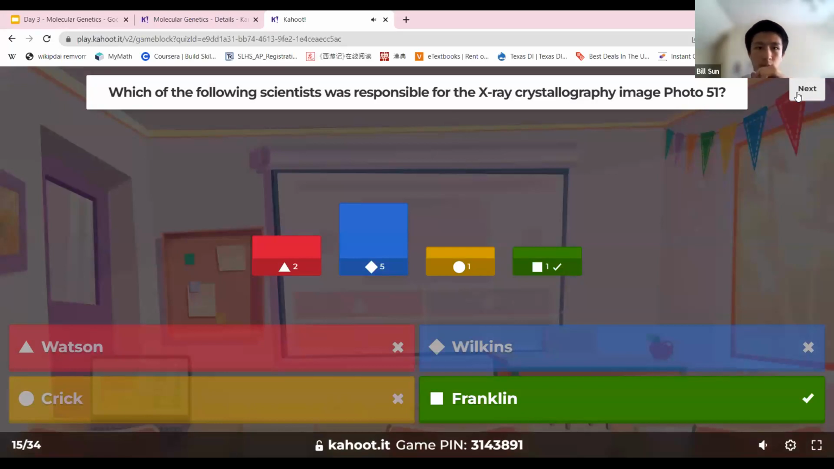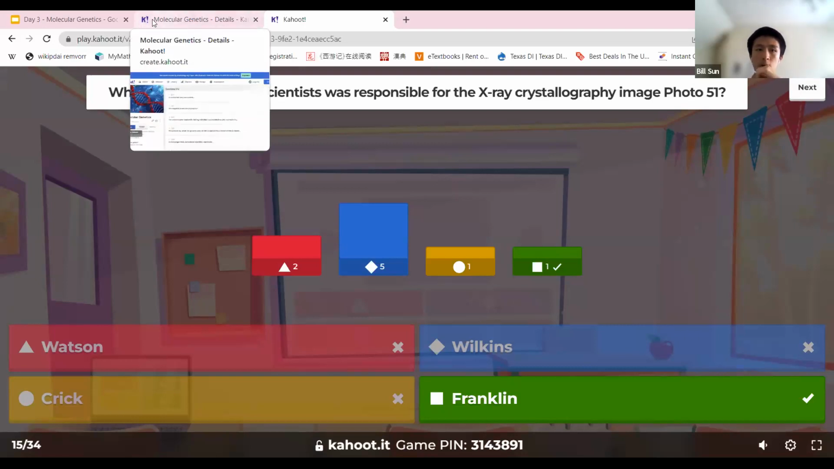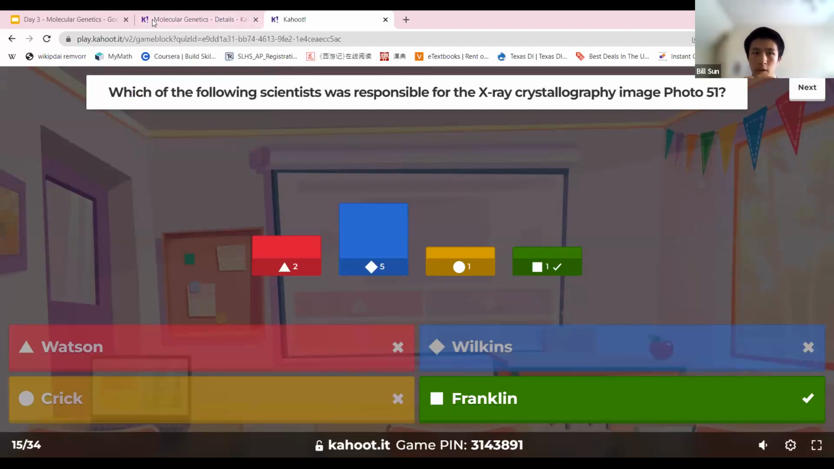Okay, so I'll talk about the history of this one for a little bit, because most of you guys got it wrong. Watson and Crick were the ones who elucidated the structure of DNA, but they were doing it using Rosalind Franklin's X-ray crystallography picture. And Maurice Wilkins was a related colleague, but he didn't perform the X-ray crystallography.